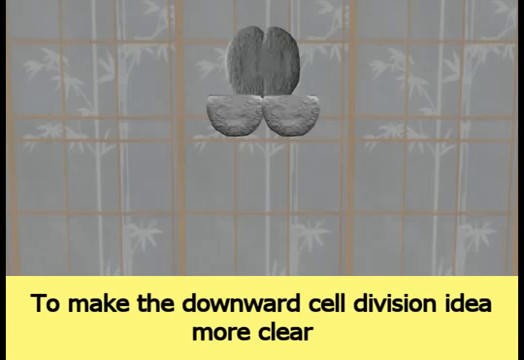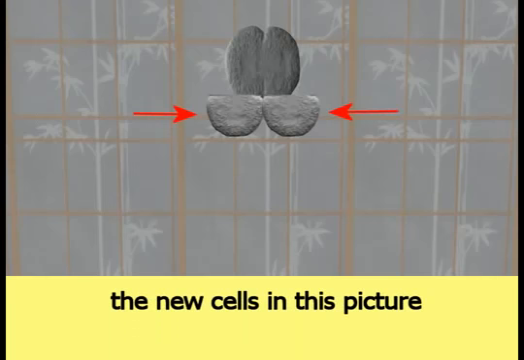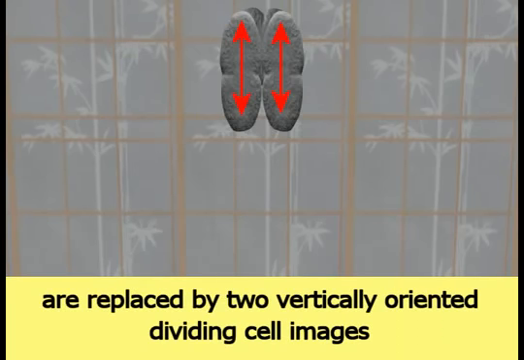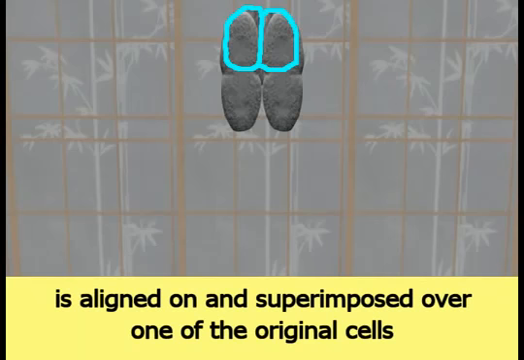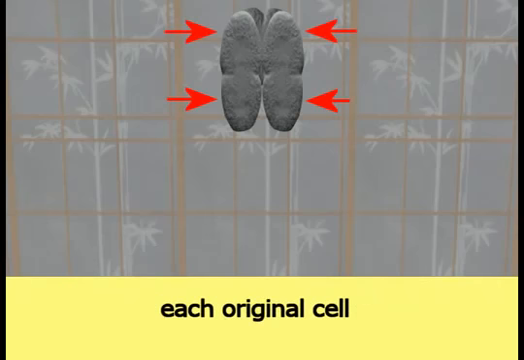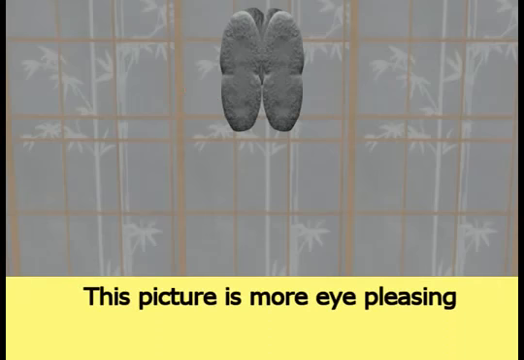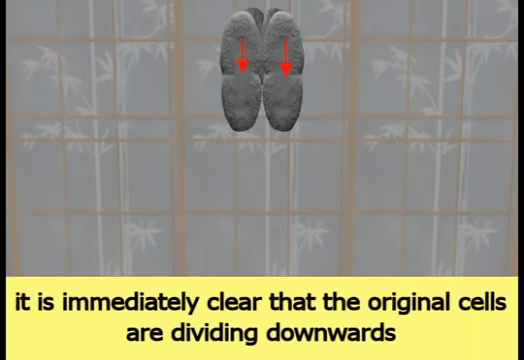To make the downward cell division idea more clear, and to make this picture look more eye-pleasing, the new cells in this picture are replaced by two vertically oriented dividing cell images. The upper half of each dividing cell image is aligned on and superimposed over one of the original cells, with the new cell produced by cell division located below each original cell. This picture is more eye-pleasing than the picture with two single cells added below the original cells, and with this picture it is immediately clear that the original cells are dividing downwards.